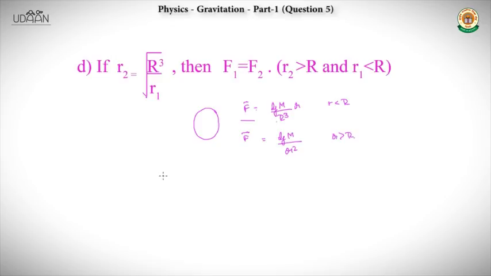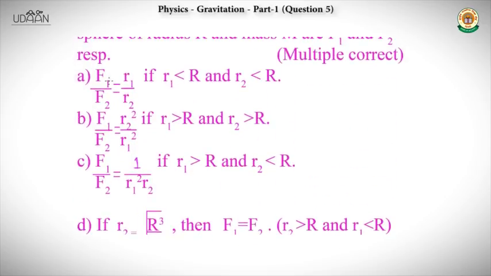So the gravitational field F1 is equivalent to GM r1 upon R cube, and F2 is equal to GM r2 upon R cube. So F1 upon F2 is equal to r1 upon r2. Pretty straightforward. So the first option is correct. That is, F1 upon F2 is equal to r1 upon r2.